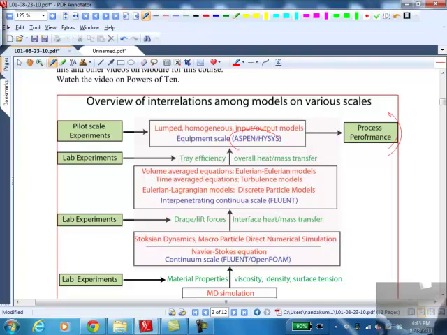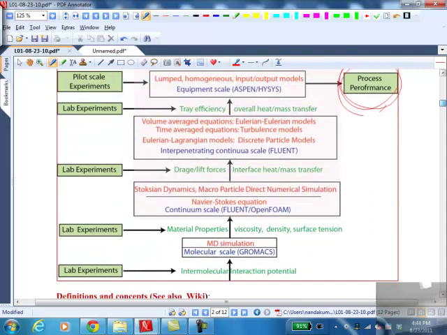So we are going to go one level deeper. We are going to examine what happens, in fact, at the continuum scale. Towards the end of this course, we'll go from the continuum scale to the so-called interpenetrating continuum scale. But right now, we are going to focus on this level of modeling. So this graph illustrates the various scales at which we can study fluid mechanics.